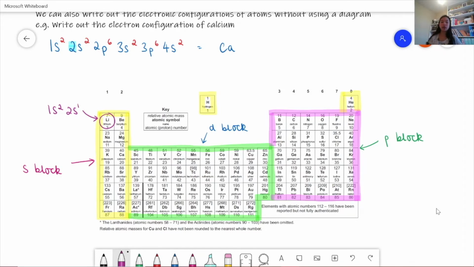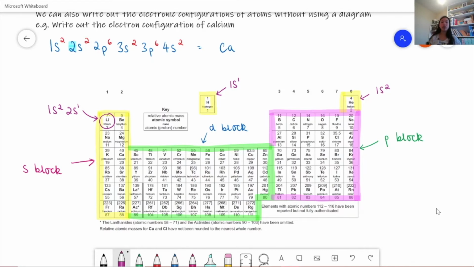So for hydrogen, we have 1s because we fill out the 1s orbital first, and we have 1 electron. And then for helium, we would have 1s2 because we can fit 2 in this 1s orbital. And then we start to fill out the 2s orbital, and that's why lithium is 1s2, 2s1.